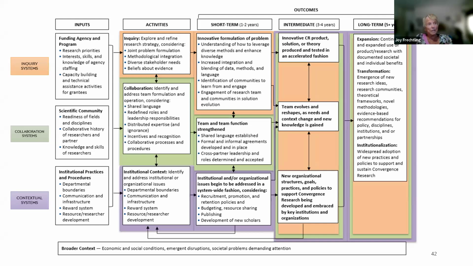And then finally, in the long term, you've got expansion, continued development of ideas, continued benefits to society. You've got transformation, the emergence of new ideas, and you've got institutional change where the ideas really create a new way of doing things at the institutional level and at creating and sustaining policies that support convergence and a new way of problem solving. So we laid this out as a challenge to people.